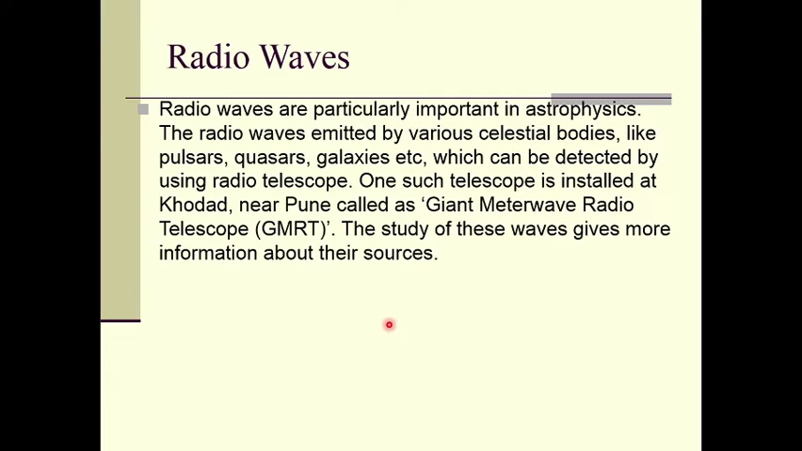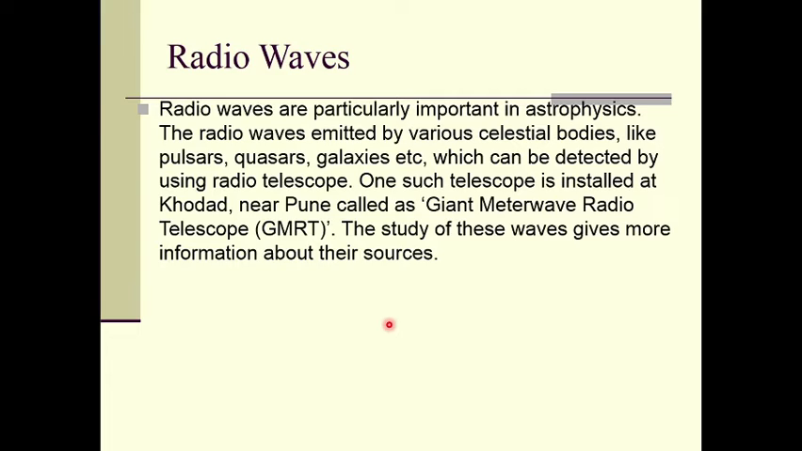So, we know that celestial bodies like pulsars, quasars or galaxies produce radio waves, and these radio waves will be transmitted throughout space, and if we can measure the radio waves transmitted, that will give us more information about their sources. That means we will get information about pulsars or quasars or galaxies, and that can be done by a very large antenna to receive such radio waves.